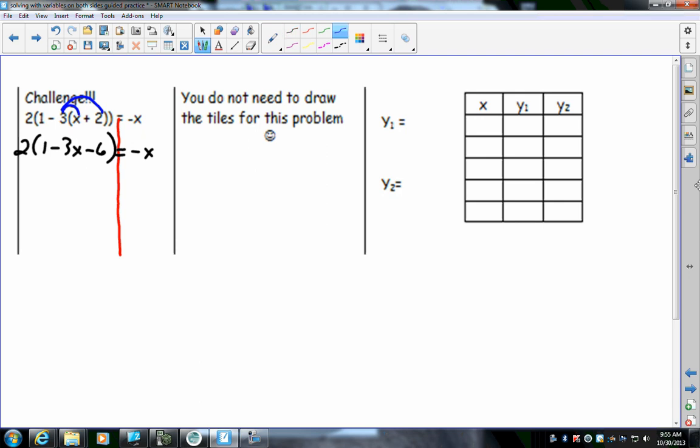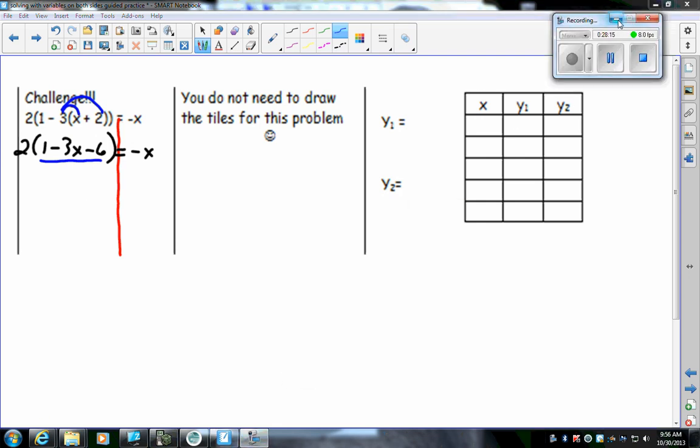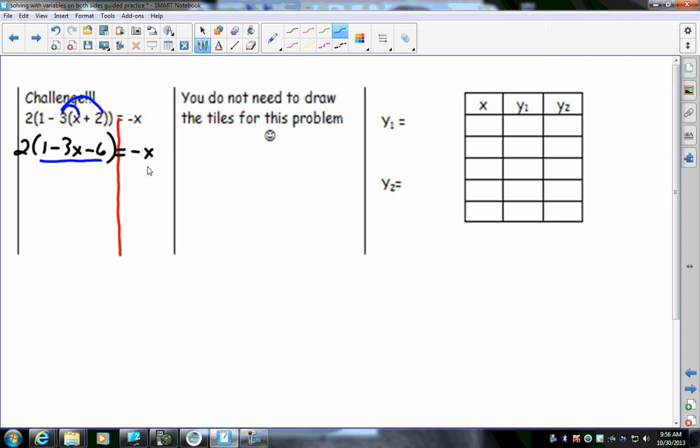Now let's look inside. Is there anything inside of this parentheses I can put away? Now, I have 2. I can put 1 minus 6. Negative 5 minus 3x equals negative x.